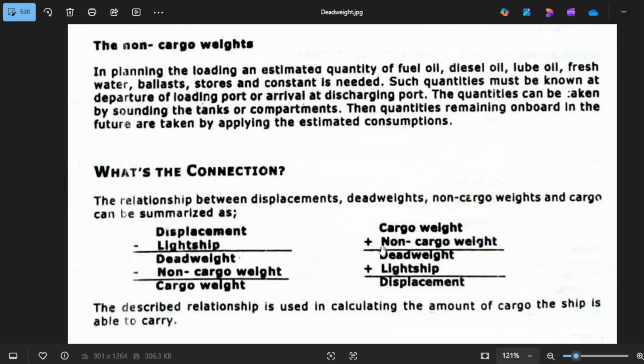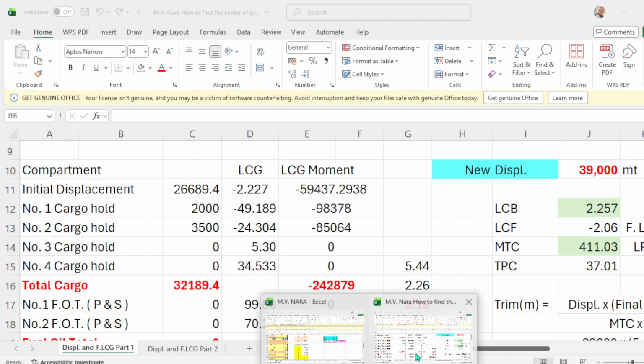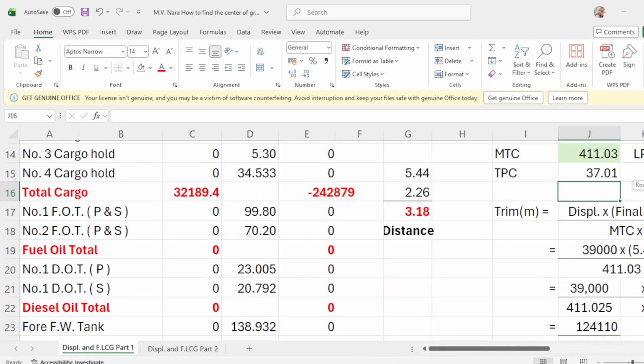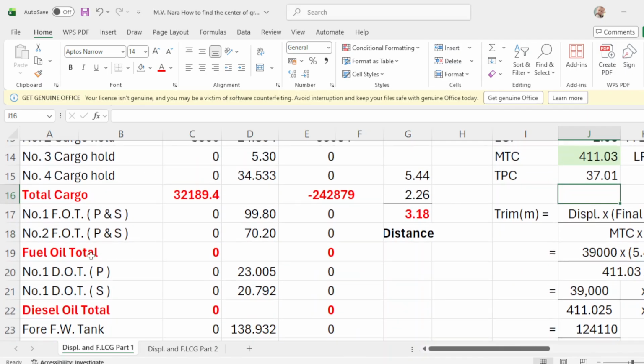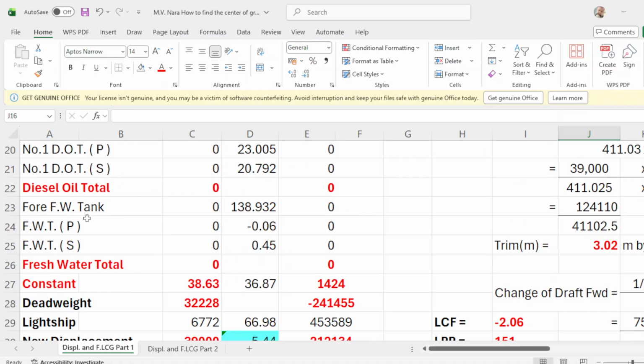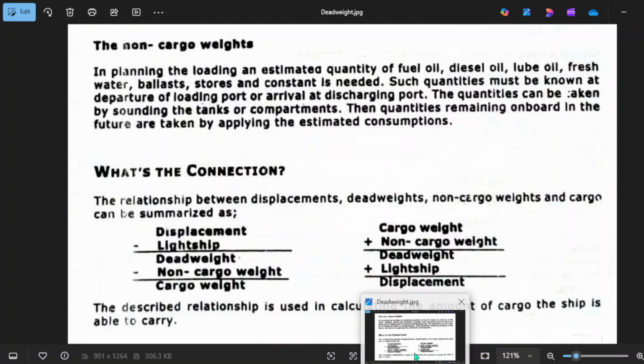That is your cargo weight, plus your non-cargo weight, including the constant. This is your non-cargo weight, the FODO, your diesel, your freshwater, plus your constant. So your total dead weight will be 32,228 metric tons.